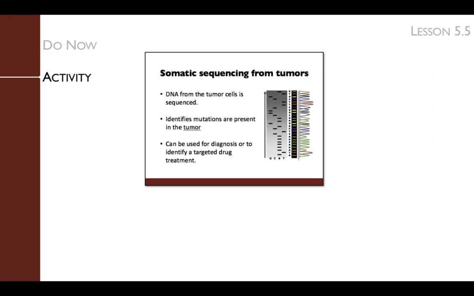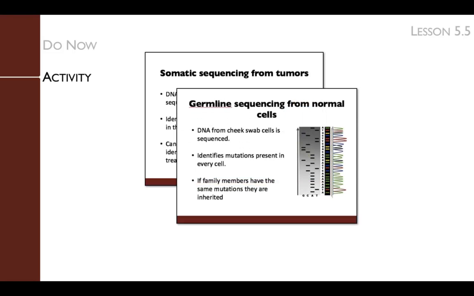Next, we introduce the differences between somatic and germline sequencing. Somatic sequencing identifies mutations present in the tumor, whereas germline sequencing identifies what mutations are present in every cell. Using germline sequencing, we can ask if any of the mutations found are known to be associated with cancer.